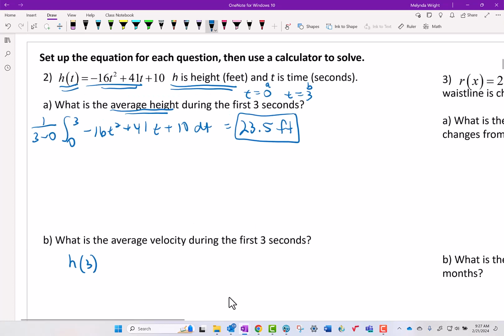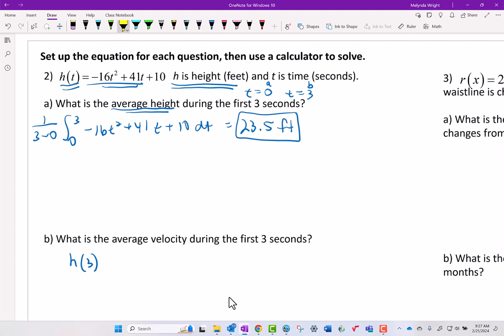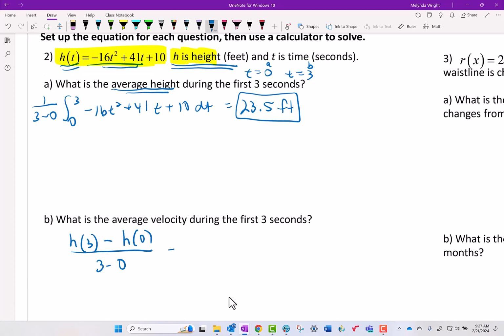So you know which averaging formula to use by what equation you're given. We always have to go off this equation. This equation represents height. So if I want average height, I have to use the average value formula because it wants the average y value. But if I want the average rate of the equation I have, then I need to do the average rate of change formula. Okay? So h of 3 minus h of 0 over 3 minus 0. Okay, so we're going to go to our calculator.